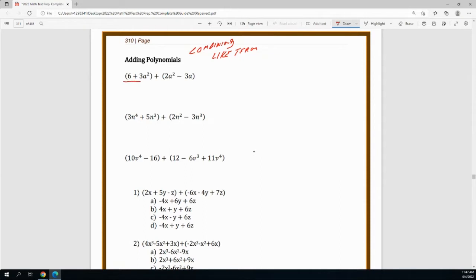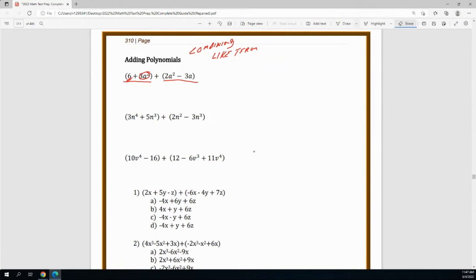You'll see that this is within parentheses because they would call this a polynomial. In fact, this is a binomial. Why bi? Because this a squared is not the same as the 6. They are not combined. They are just together. So this is a binomial, and this is a binomial. So you're adding two binomials.